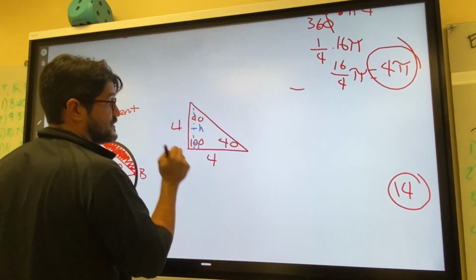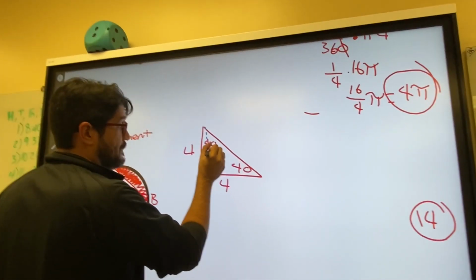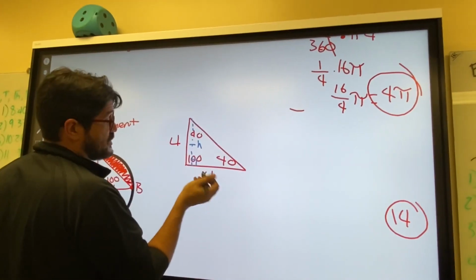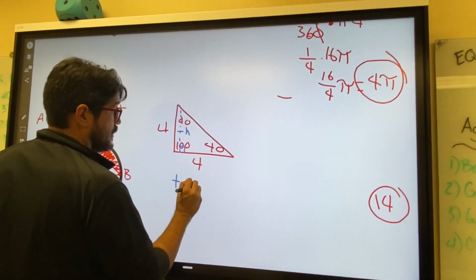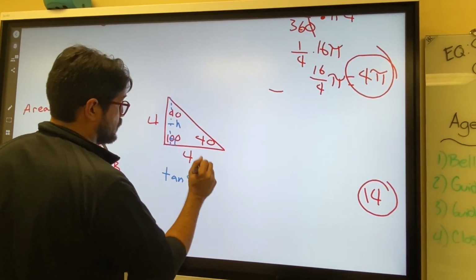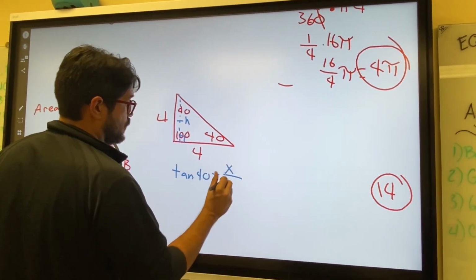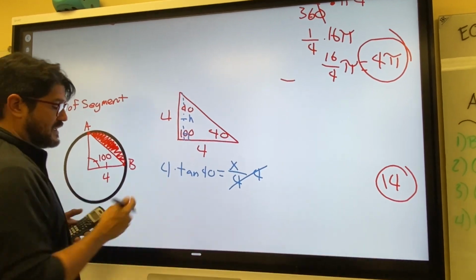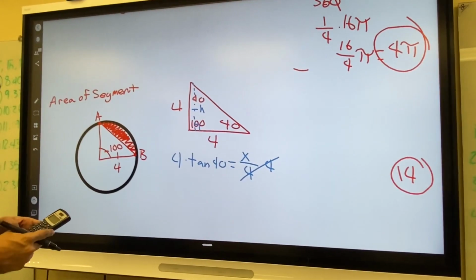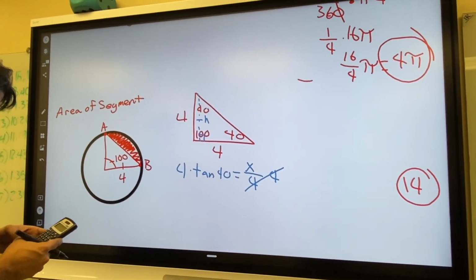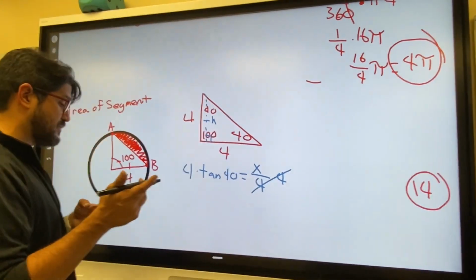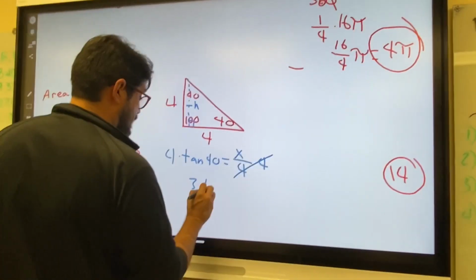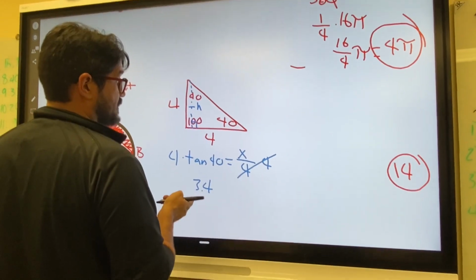So this, I'm going to use the sine formula, because I'm using the opposite. Opposite and adjacent, I'm going to use tangent. So tangent of 40 equals height over 4, multiplied by 4, multiplied by 4. 4 times tangent 40, and that gives me the height, which is 3.35, so I'll write it as 3.4. So that's the height. The height is 3.4.